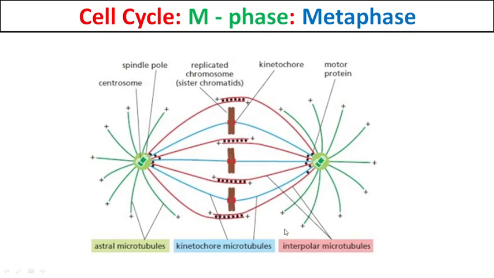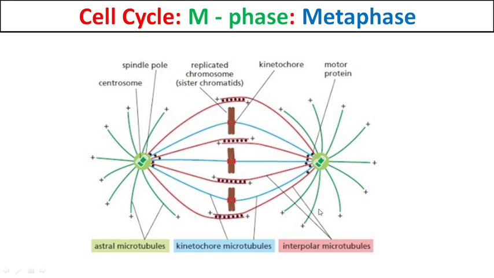Okay, there are three types of microtubules. First, you have astral microtubules or astral rays. These astral rays will help attach the centrioles to the cell membrane. Okay, it will help attach the centriole to this part of the cell membrane, at opposite poles. Then you have these blue colored ones which are attached to the chromosome. These are called kinetochore microtubules, because they are attached to the kinetochore.